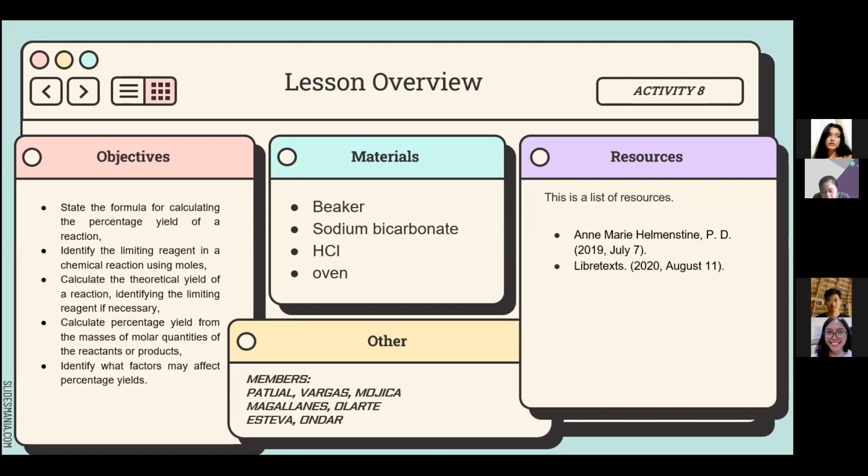For the materials, I am giving the virtual floor to the next reporter. So good morning everyone. These are the list of materials and reagents used during the experiment. First is the beaker, then sodium bicarbonate, then the hydrochloric acid, and then the oven. The beaker was used during the experiment as a container where we mix the sodium bicarbonate and the hydrochloric acid. Next slide please.